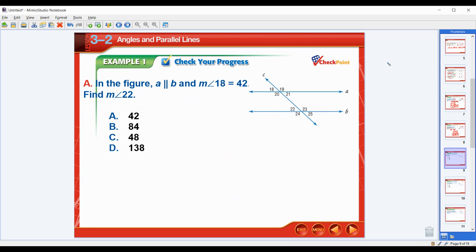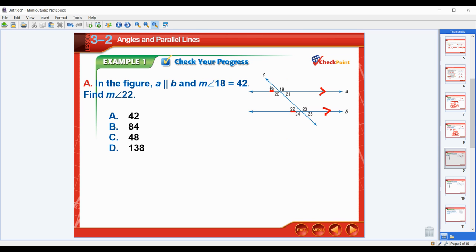Moving on here. Got this example. If A and B are parallel, it's a good thing they tell us that because there are no arrows to show that. And the measure of angle 18 is 42. Find the measure of angle 22. So I want you to go ahead and pause right now. I want you to come up with an answer, whether it's A, B, C, or D.